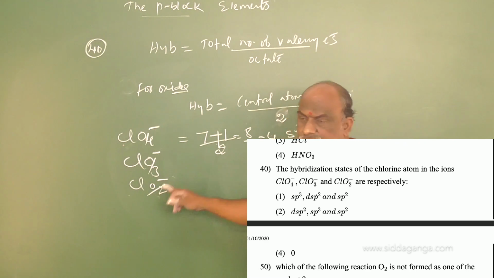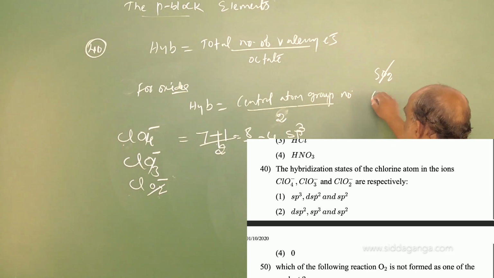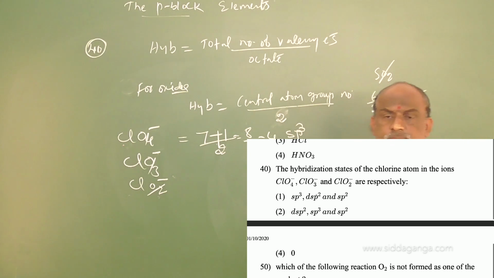This example also sp3. Suppose SO2 was given. Remove the oxygen; sulfur belongs to the 6th group. 6 by 2 is equal to 3. What is 3? You will get sp2. 3 is sp2, which means one s orbital and the remaining 2 are p orbitals.